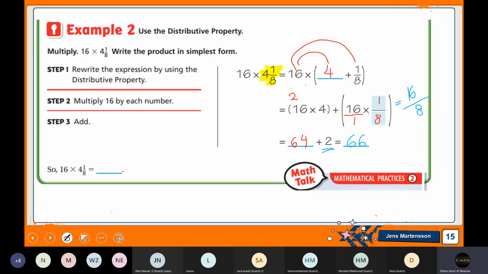As I told you, you just rewrite it by the distributive property. So we have two ways. The first way, we can rewrite 4 and 1 over 8 as a fraction, then multiply it by 16, then get it back to a mixed number. Or you can use the distributive way. Is it clear?